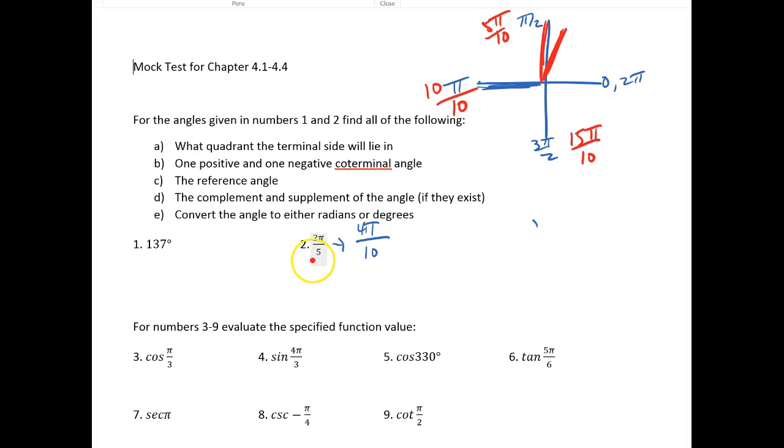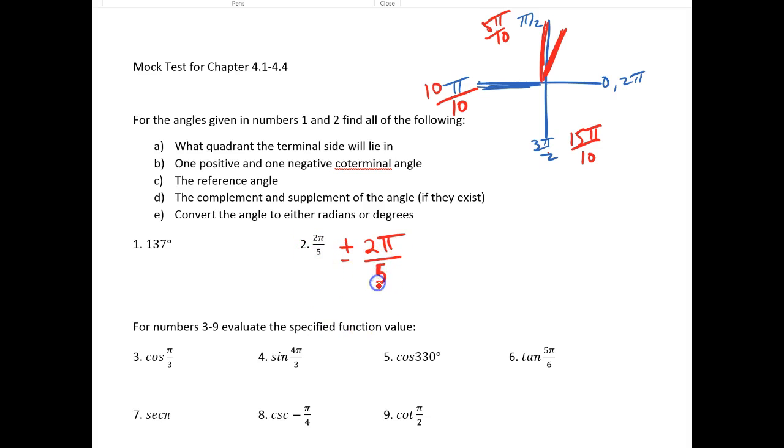Just get common denominators between the 2's and the ones and whatever you see here, and once you make everybody common, then you can figure out where it goes. Okay, positive and negative coterminals are actually pretty easy on this. Instead of adding or subtracting 360, you add or subtract 2 pi. So we need a common denominator. Right now this is over 1. I need it over 5.